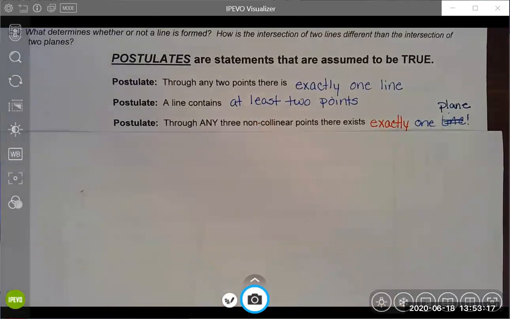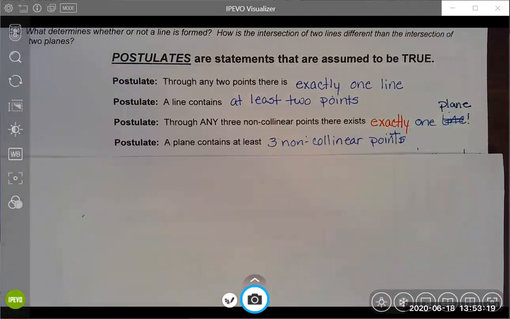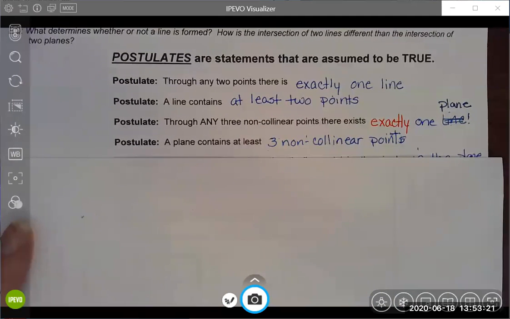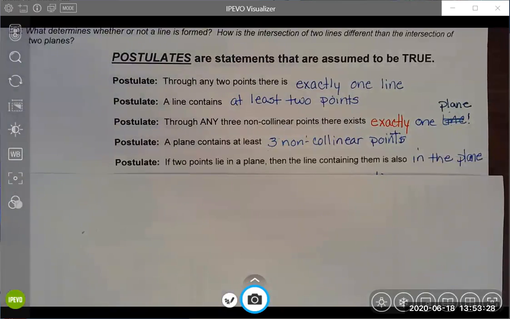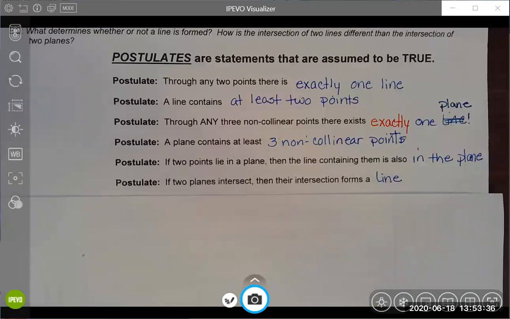My fault. Apologies, folks. The next postulate says a plane can contain at least 3 non-collinear points. It has to, by definition. The next one says if 2 points lie in a plane, then the line containing them is also in the plane. That seems pretty straightforward.